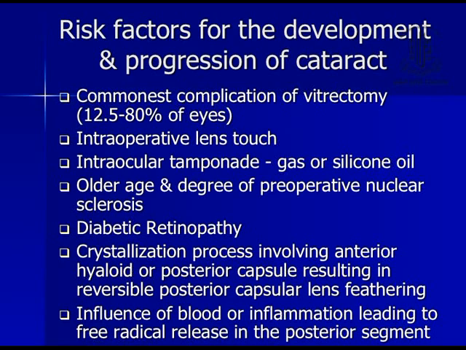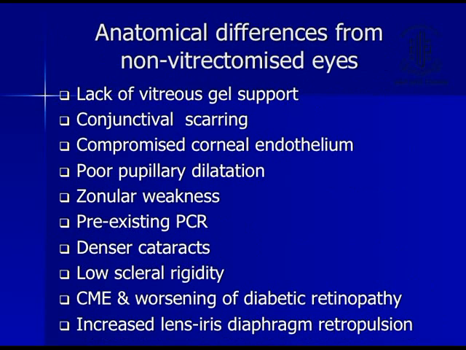Influence of blood or inflammation leading to free radical release in the posterior segment is again a causative factor for cataract. There are certain anatomical differences which are responsible for difficulties encountered in SICS in vitrectomized eyes compared to non-vitrectomized eyes. These are lack of vitreous gel support in a vitrectomized eye, presence of conjunctival scarring, compromised corneal endothelium, poor pupillary dilatation, zonular weakness or dehiscence, an occult pre-existing PCR, denser cataracts, low scleral rigidity, CME and worsening of diabetic retinopathy, and increased lens iris diaphragm retropulsion.